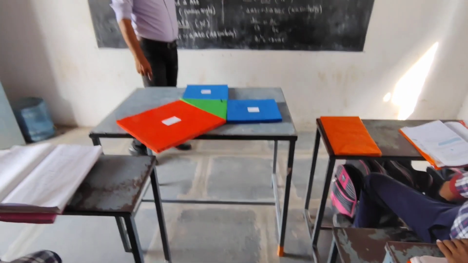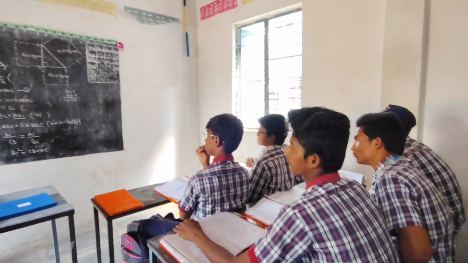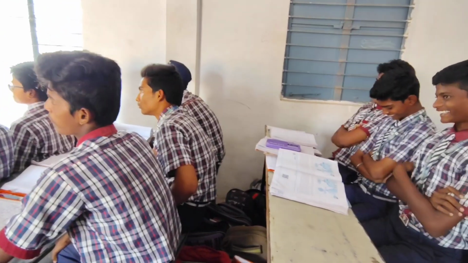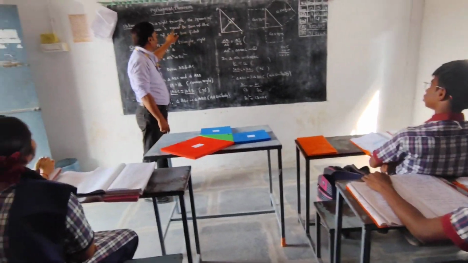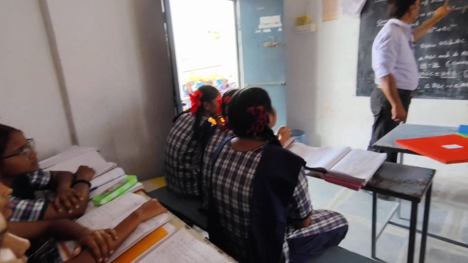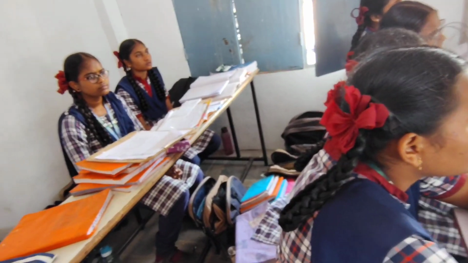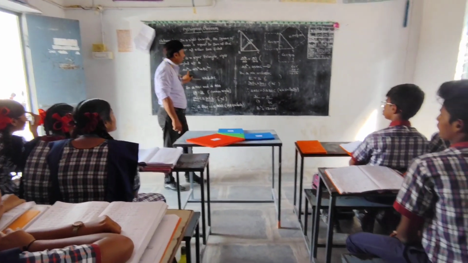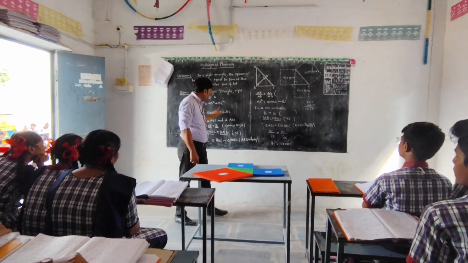Okay. See here, I am going to explain the proof of the Pythagoras theorem. First, I drew the right angle triangle ABC, with the right angle at B. That is what I have written. The statement: in a right triangle, the square of the hypotenuse is equal to the sum of the squares of the other two sides. Given: ABC is a right triangle with the right angle at B. What we have to prove is AC square, the hypotenuse square, is equal to AB square plus BC square.